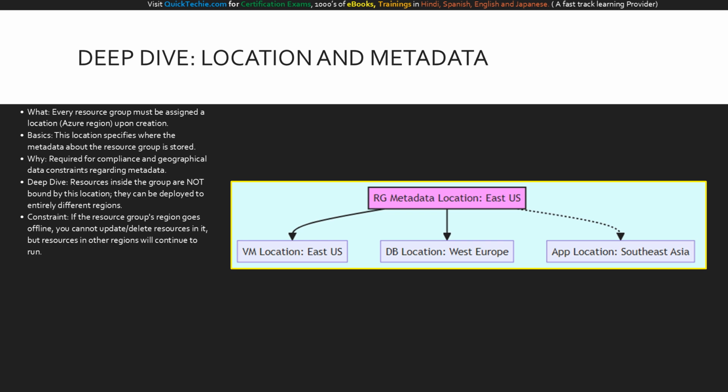Let's visualize this metadata relationship. The top node represents our resource group, with its metadata stored in the East US region. Notice the arrows pointing downward to the actual resources. We have a virtual machine also in East US, but we also have a database in West Europe and an app service in Southeast Asia. The resource group acts as an umbrella spanning across global regions, managing resources worldwide while keeping its administrative tracking data strictly in one defined location.